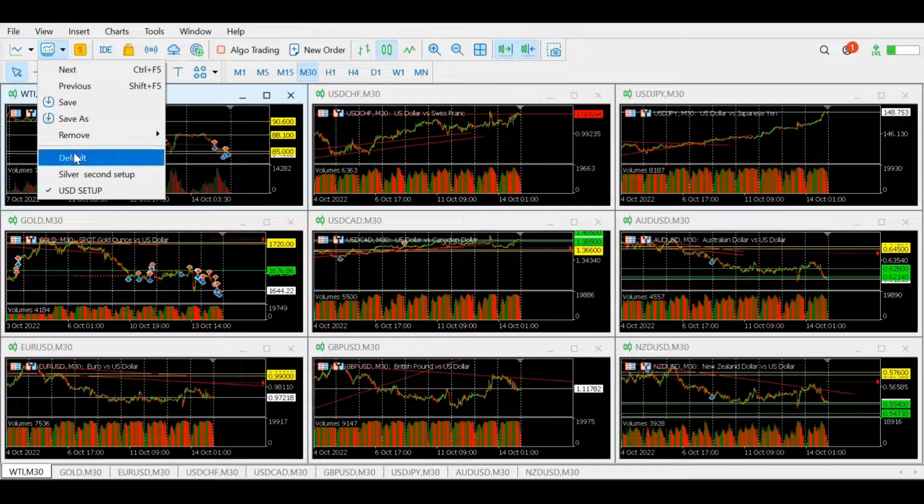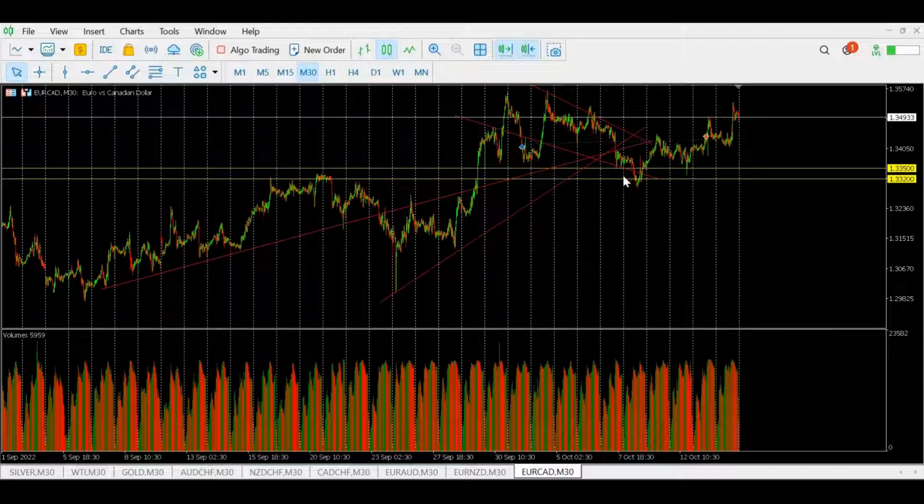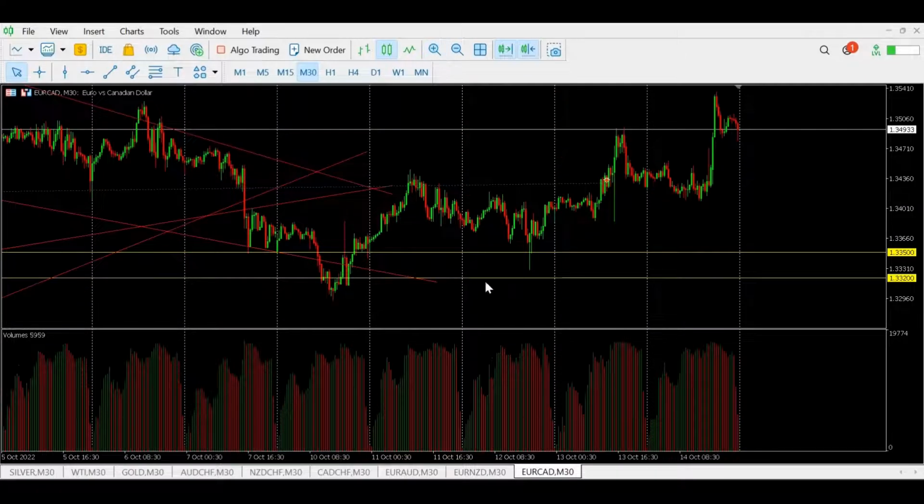On the other setups, guys, we did have very good entries, especially on the EuroCAD on Monday. On Monday, we did get this entry. It was great. As you see, we got the shoulder, head, shoulder, and up.